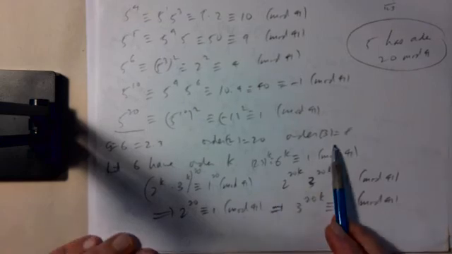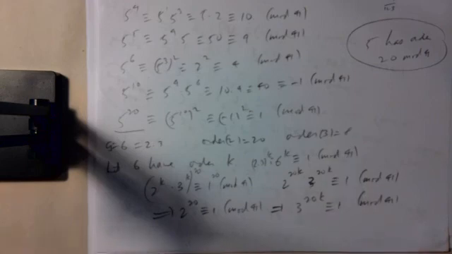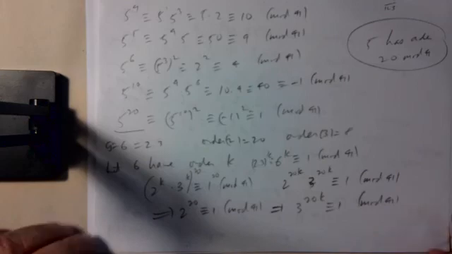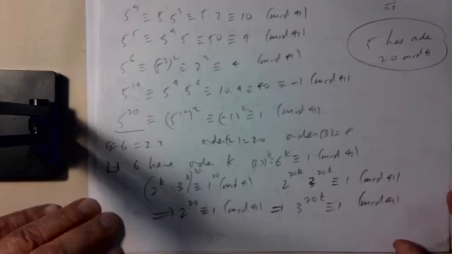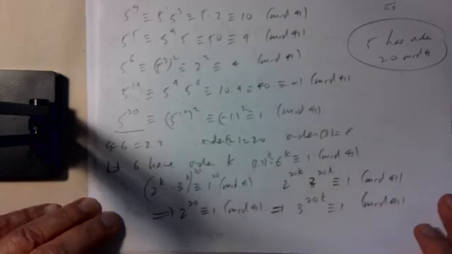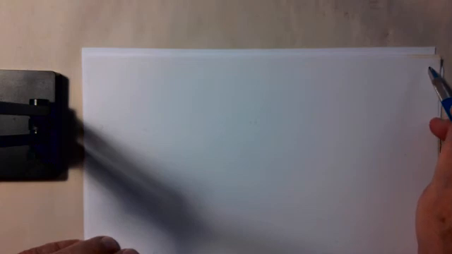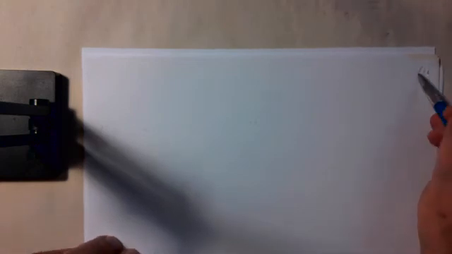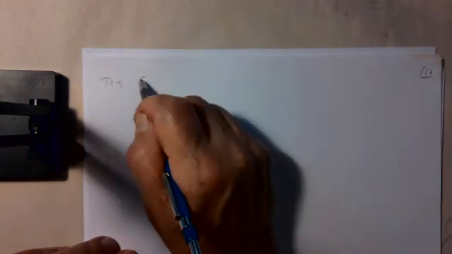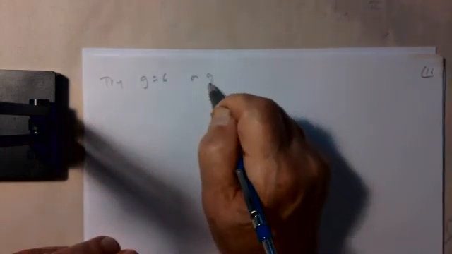And 3 has order 8. So 8 has to divide this. So 2 divides k. So this isn't going to work out the way I hope, but it's not a bad idea, I think. But in any case, we still haven't solved the problem. So we could try g equals 6 or g equals 7.